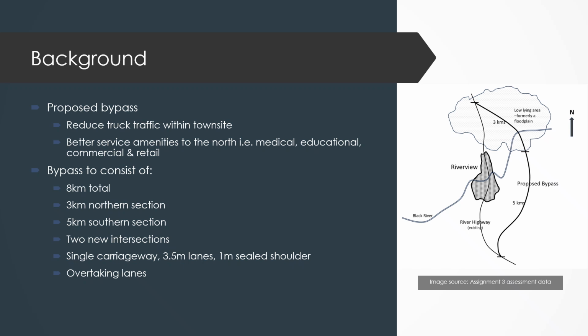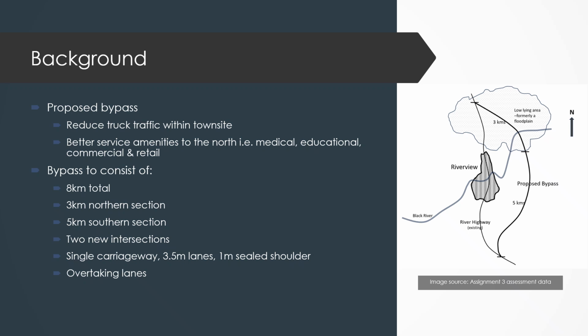The bypass is to consist of 8 kilometres of total bypass road, separated into a northern and southern section, 3 kilometres for the northern section and 5 kilometres for the southern. It is separated into sections because the northern area is a low-lying, formerly floodplain area, i.e. different conditions essentially for construction. The bypass is also going to consist of 2 new intersections tying the bypass in with the existing river highway.